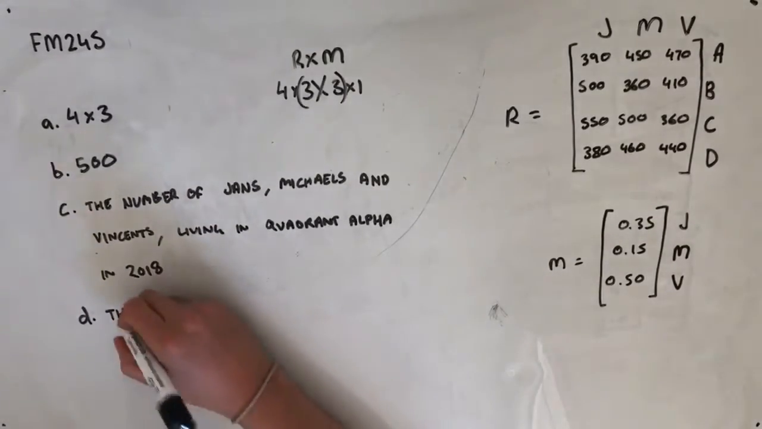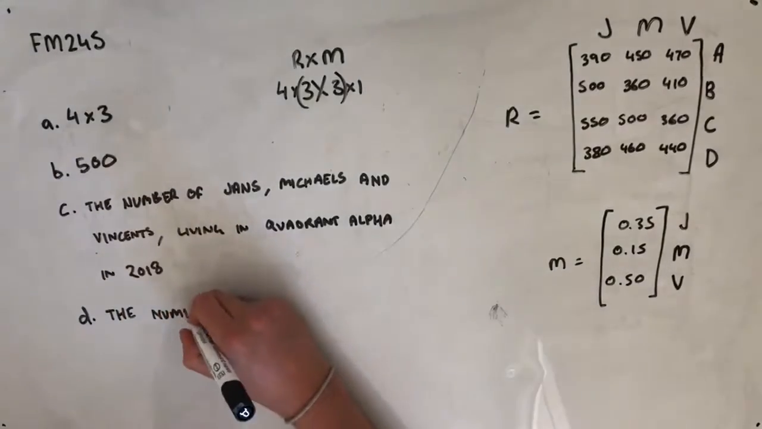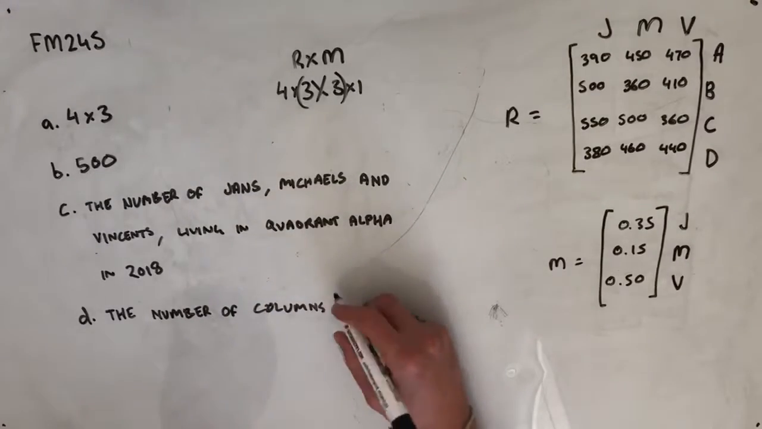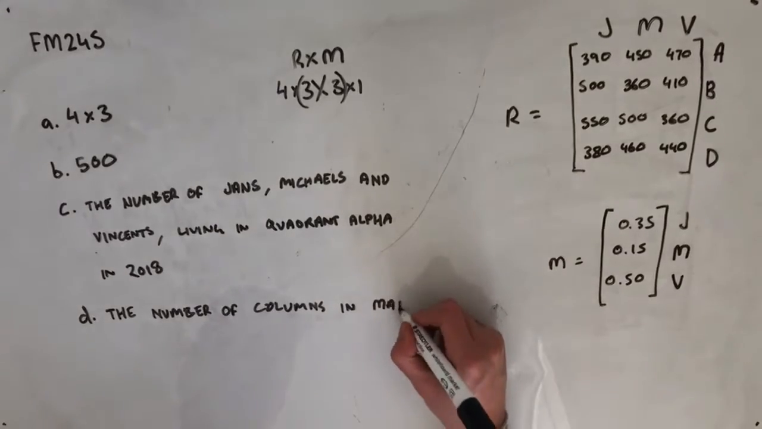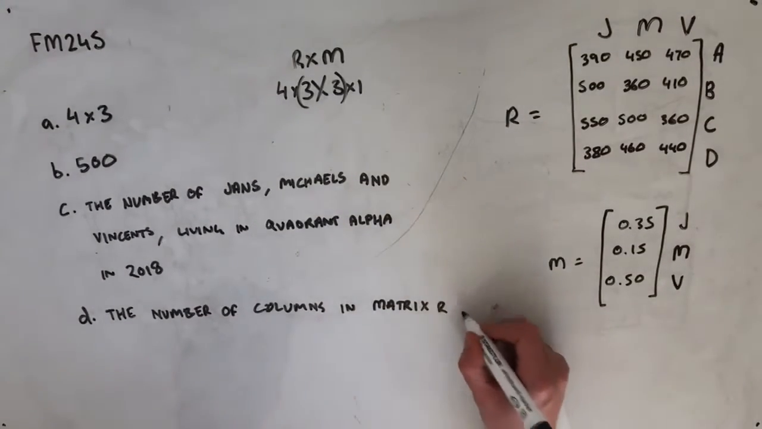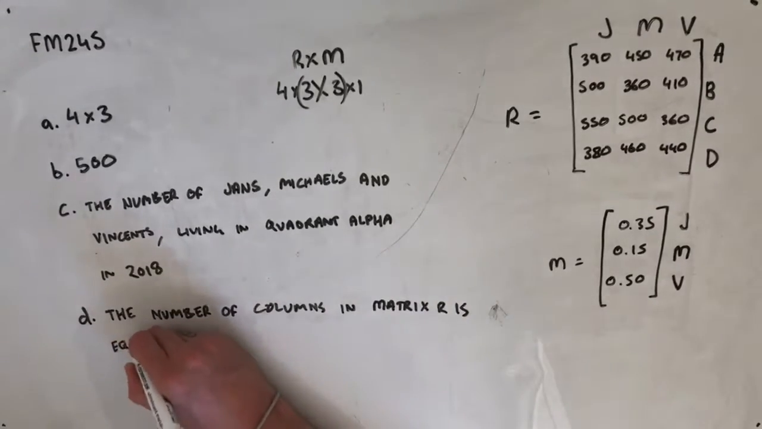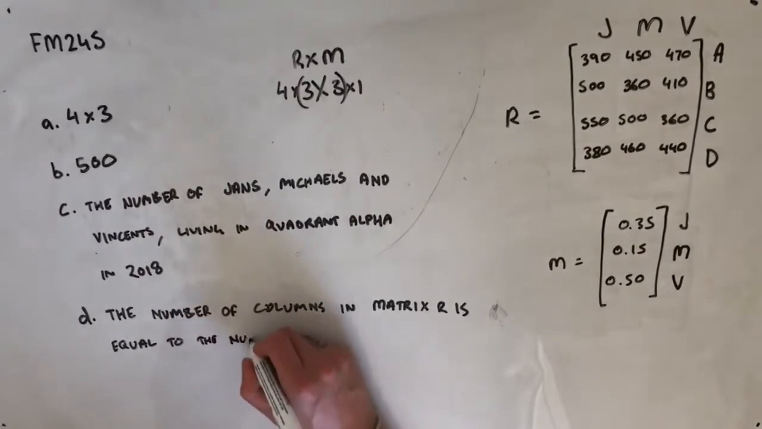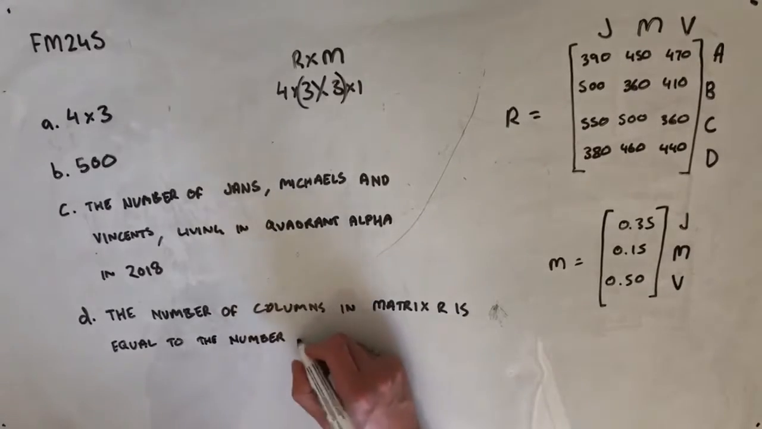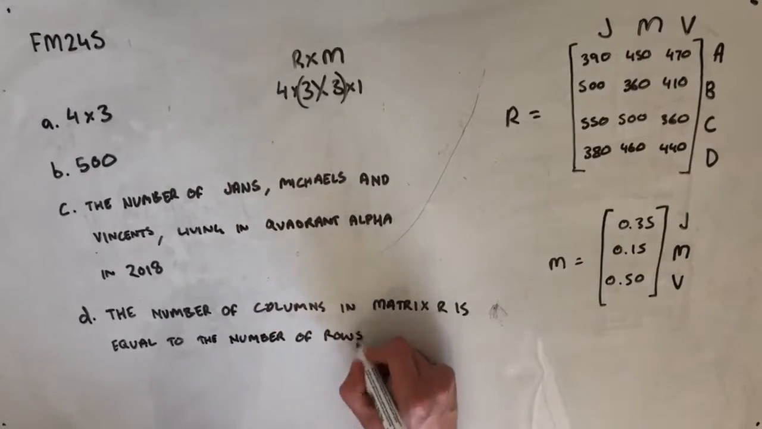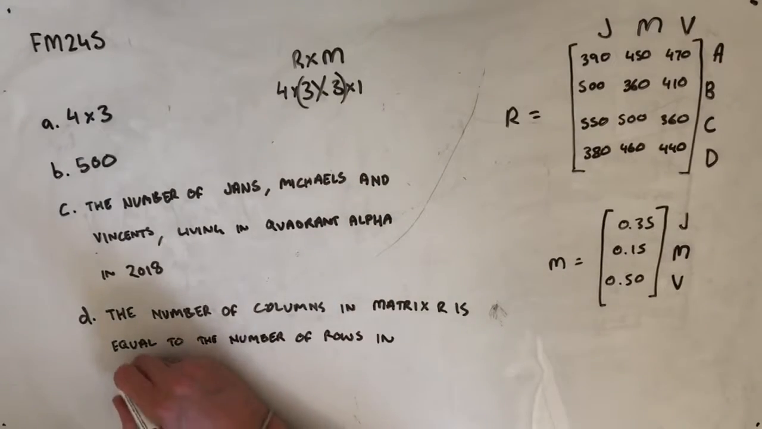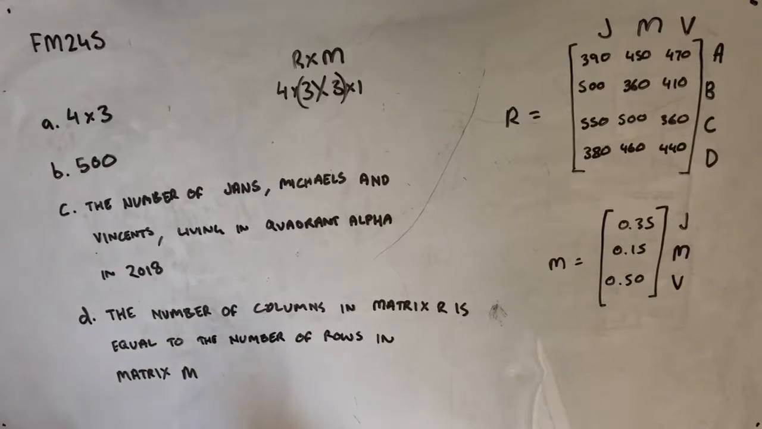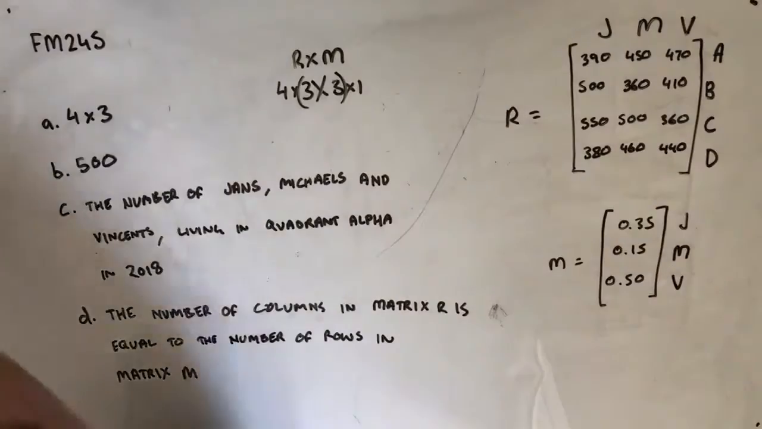So question D, our answer would be: the number of columns in matrix R is equal to the number of rows in matrix M. Cool. So that's A through D complete.